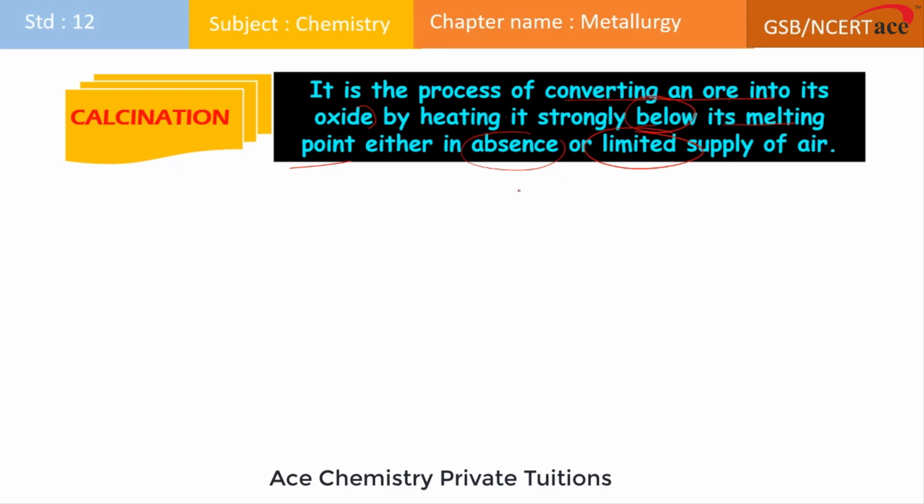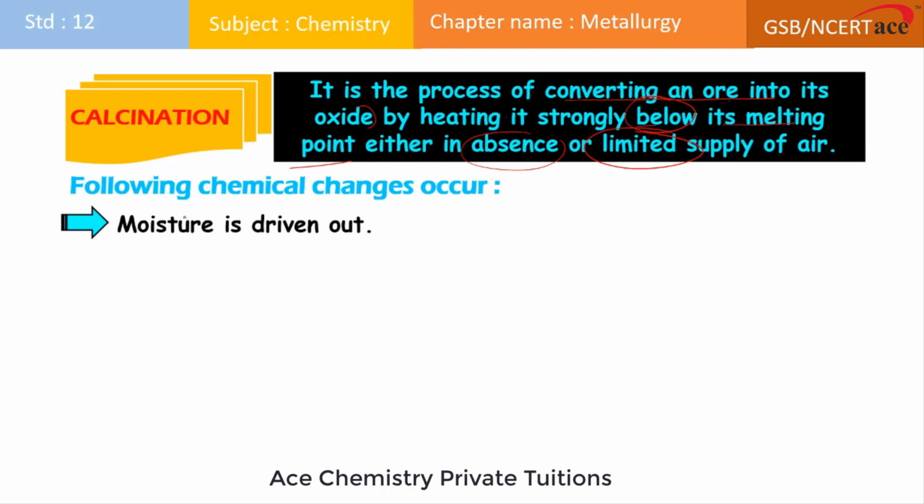You got this? See what type of changes happen during heating or in calcination. These are the following changes which take place. The very first thing: if the concentrated ore contains moisture. Now this moisture can be because of the hygroscopic nature of the ore, meaning the ore absorbs moisture from the surrounding, or sometimes this moisture is associated if the ore is hydrated. So on heating, the very first thing is that this moisture is given out. It makes the concentrated ore dry.